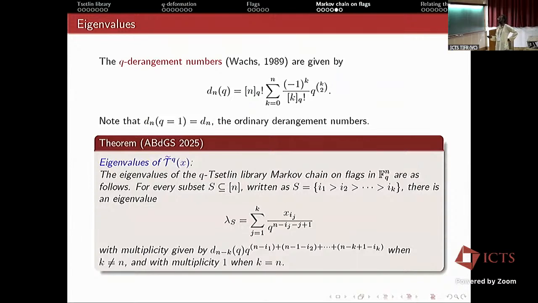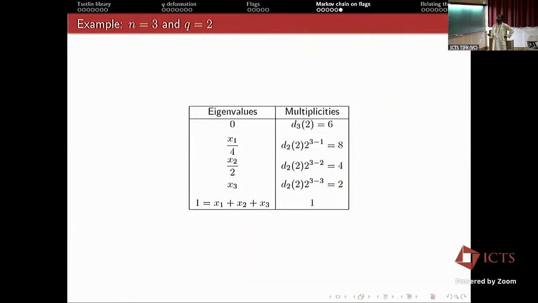If you have any subset, which you write in weakly decreasing order, you get this linear combination of x_i's with multiplicity now given by the derangement number times the power of q. This is for everything but the Perron eigenvalue. For the Perron, which is just x1 up to xn, you get the sum. And to go back to the same example, you get 0 six times, x1 four times, x2 two times, and x0 eight, four, and two times, and 1.